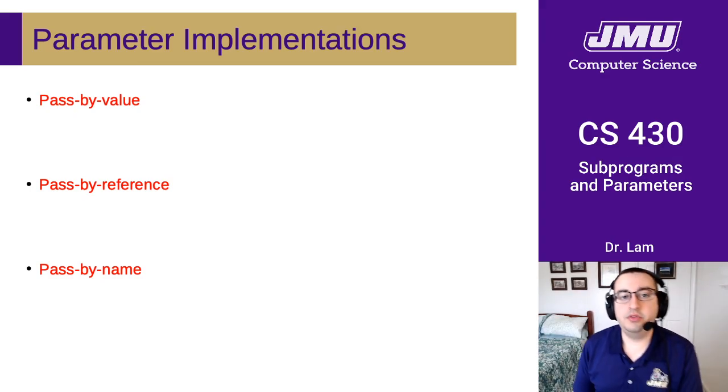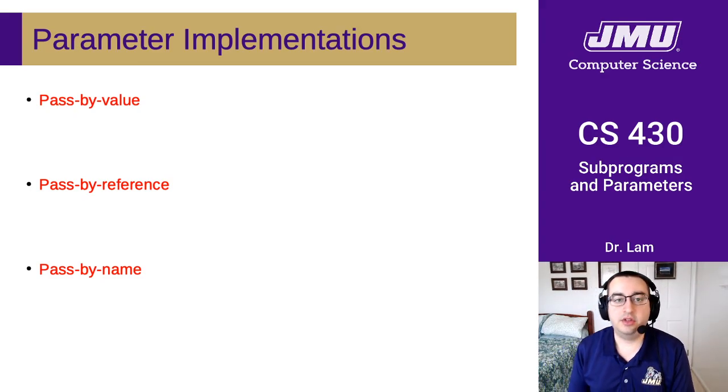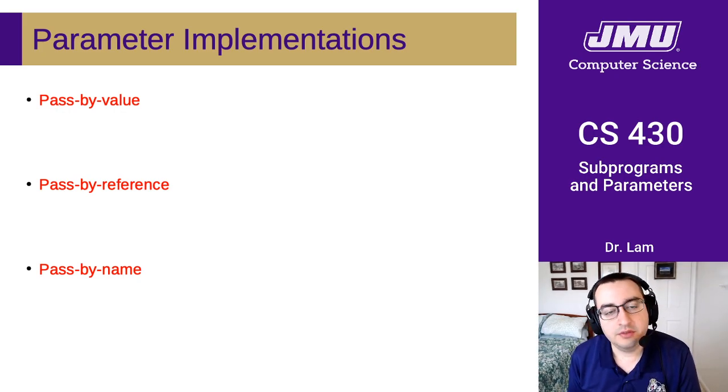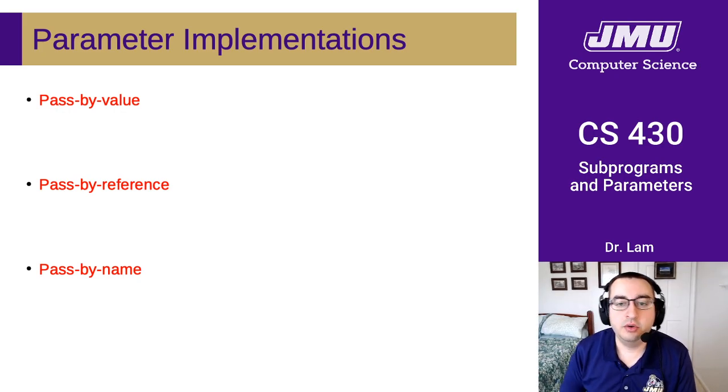Okay, so we've seen a couple of different parameter passing implementations, and so let's think for a couple of minutes about the pros and cons of these various methods. So let's consider pass by value, pass by reference, and pass by name.